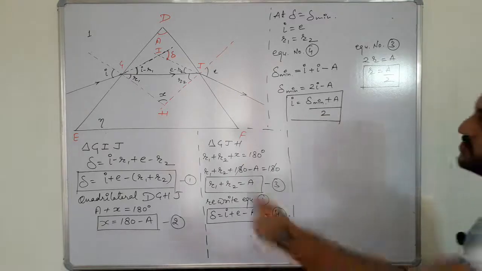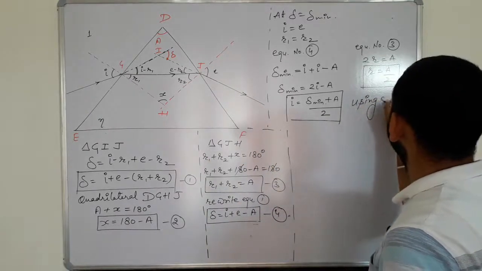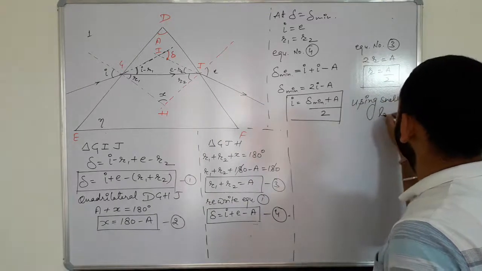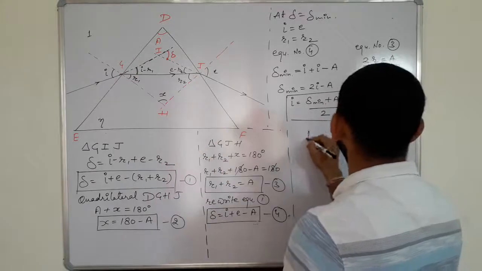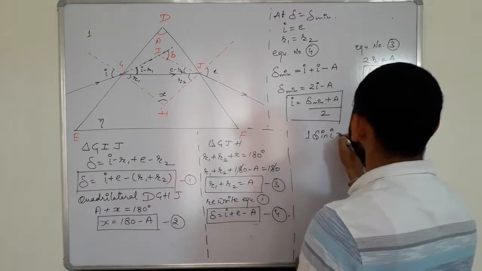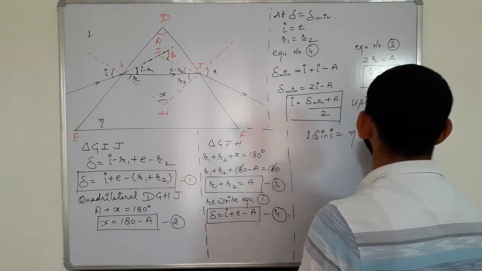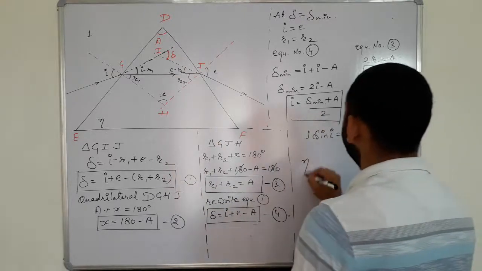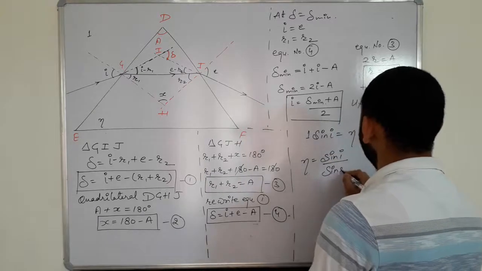Now what do you have to use? You have to use Snell's law. Using Snell's law, we will get 1 into sin I is equal to neta into sin R. So neta will be sin I upon sin R.